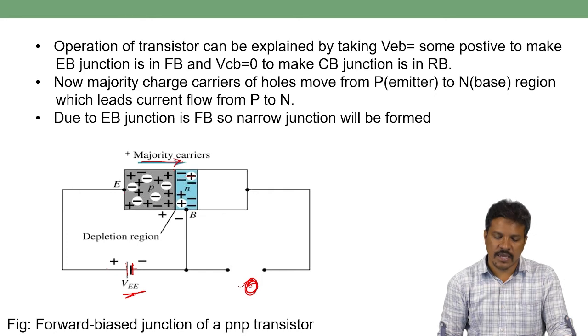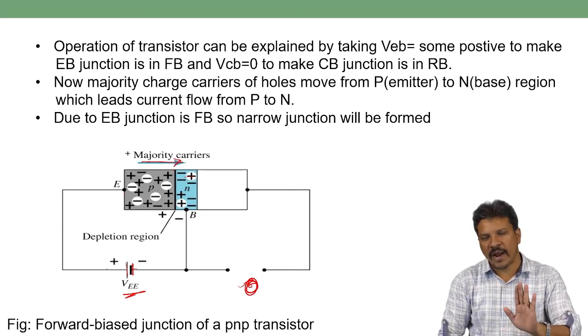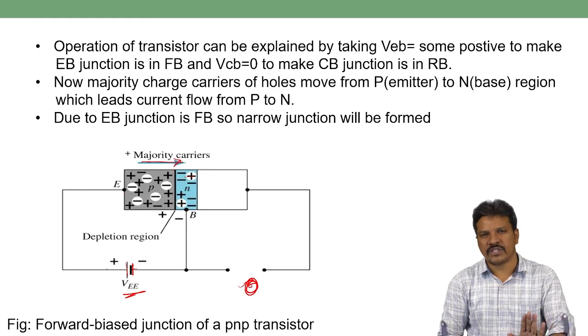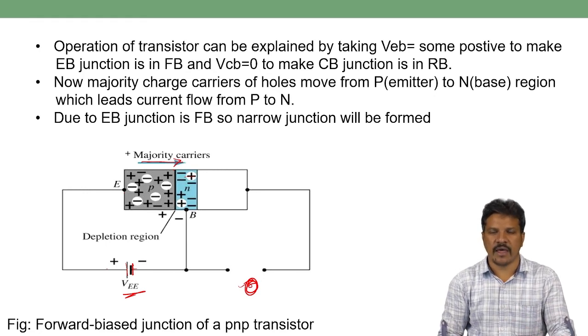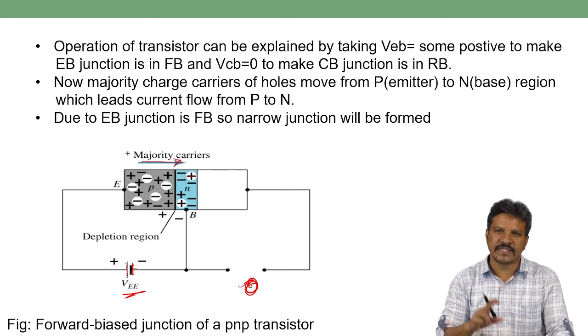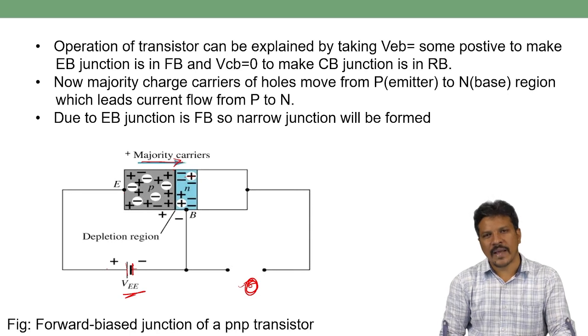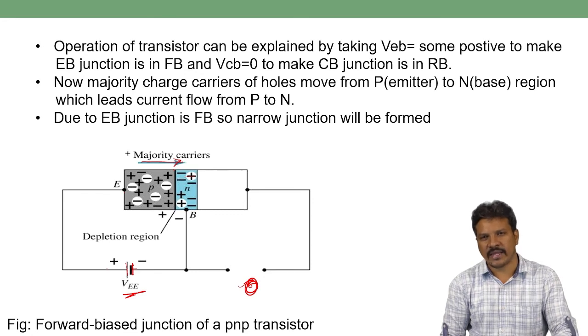Now we will see the case where the input battery, the battery between emitter and base, is kept at 0, and instead a battery is connected between base and collector, with a reverse bias connection between base and collector. I'll tell you the reason why we take this case.